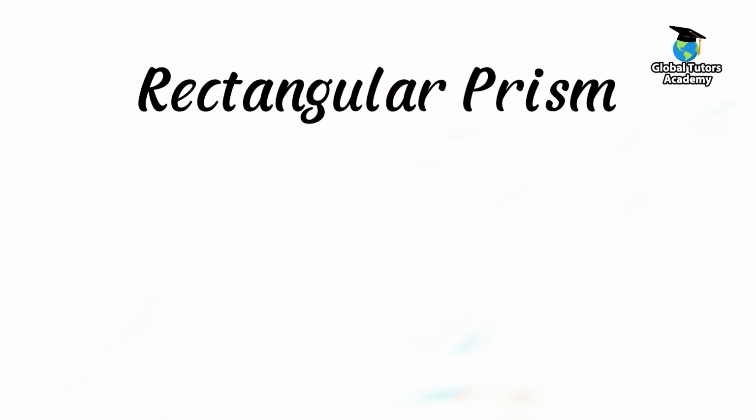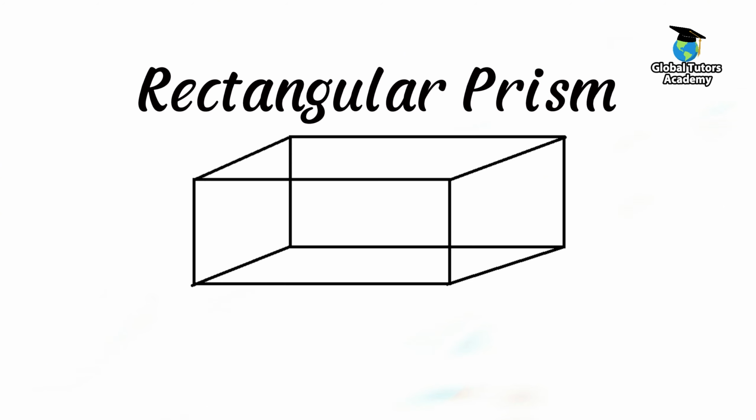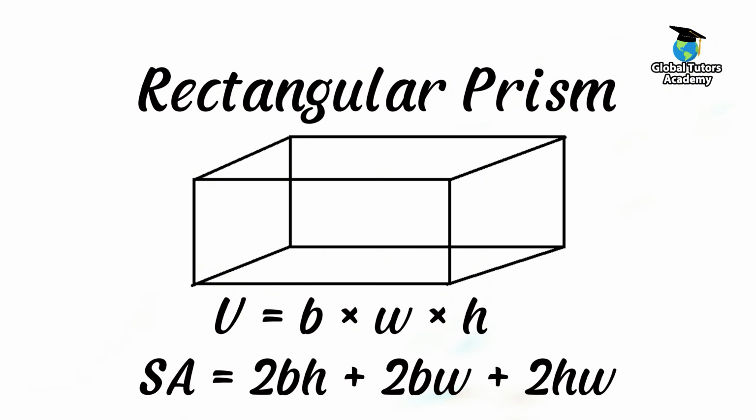Last in this episode, think of a box, that's a rectangular prism. Volume is length times width times height, while surface area is, we add the areas of all 6 faces, 3 unique pairs.